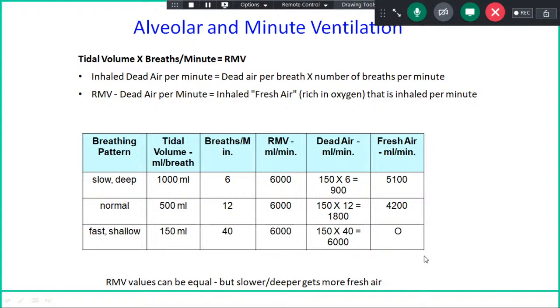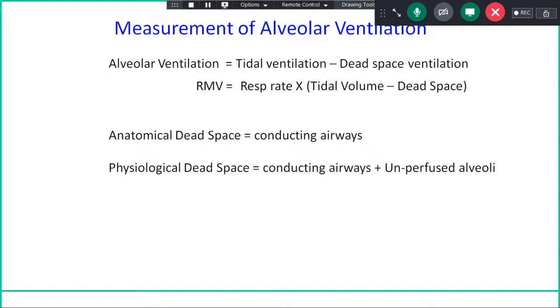So whenever the depth of the breathing is changed, the tidal volume is changed, although the minute ventilation remains the same, the amount of alveolar ventilation changes. So that is what was given in the last slide and is given now here also.